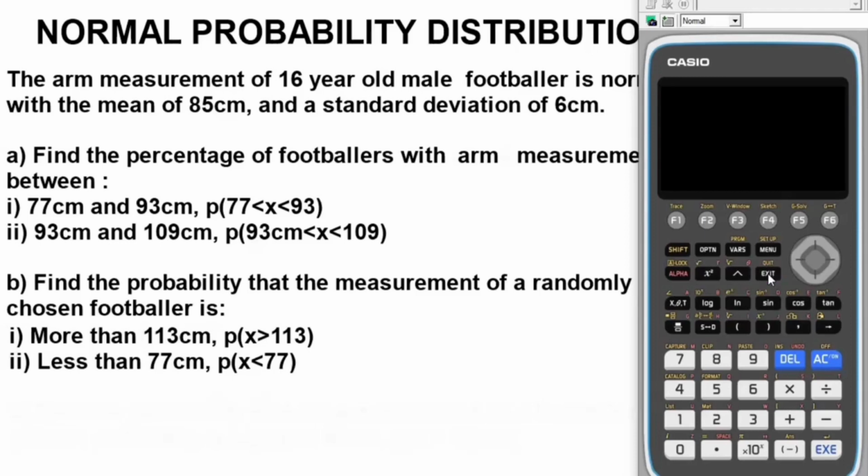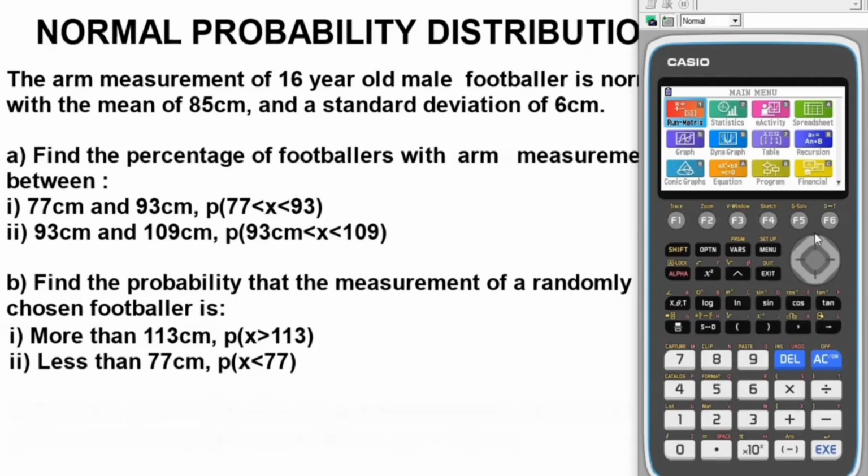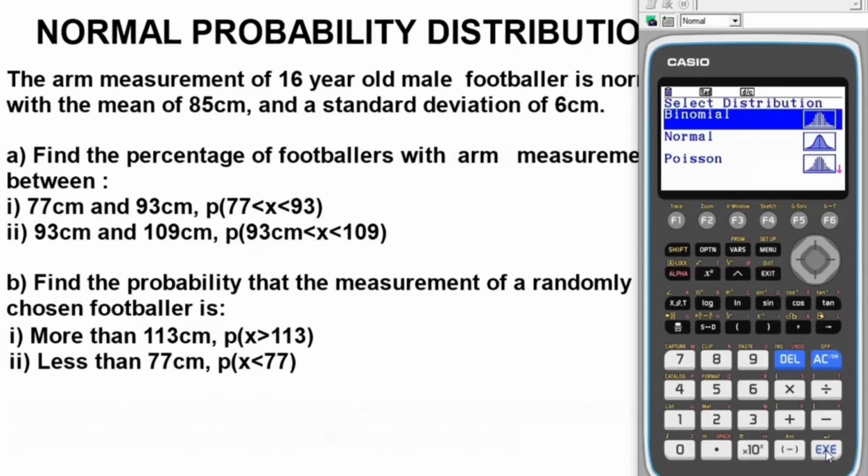Press exit. Now we need to put the calculator in distribution mode, which is the mode we're going to work with. To do that, you navigate to distribution. So this is distribution. Press execute for it. Since we want to solve normal probability, which is option 2 here, this is normal probability. Press execute. Now pay attention very well here.